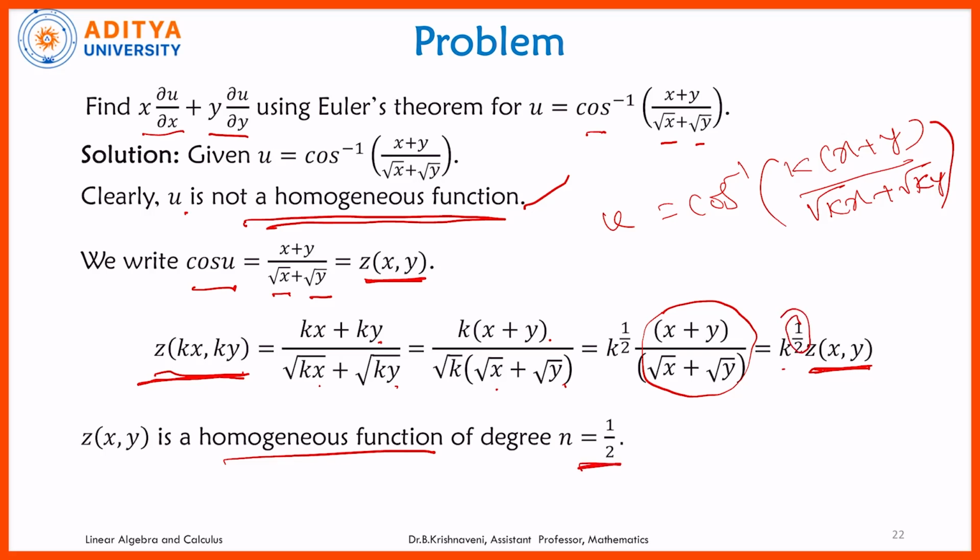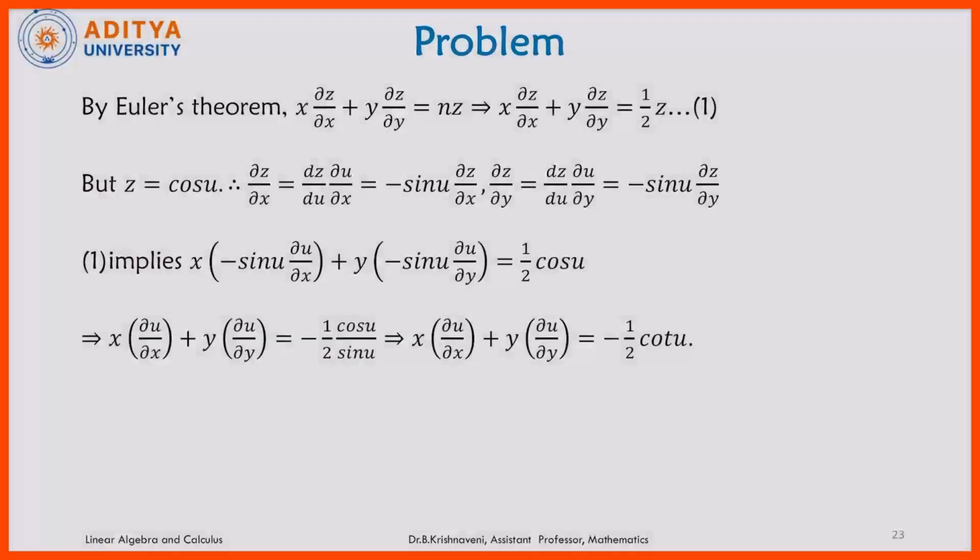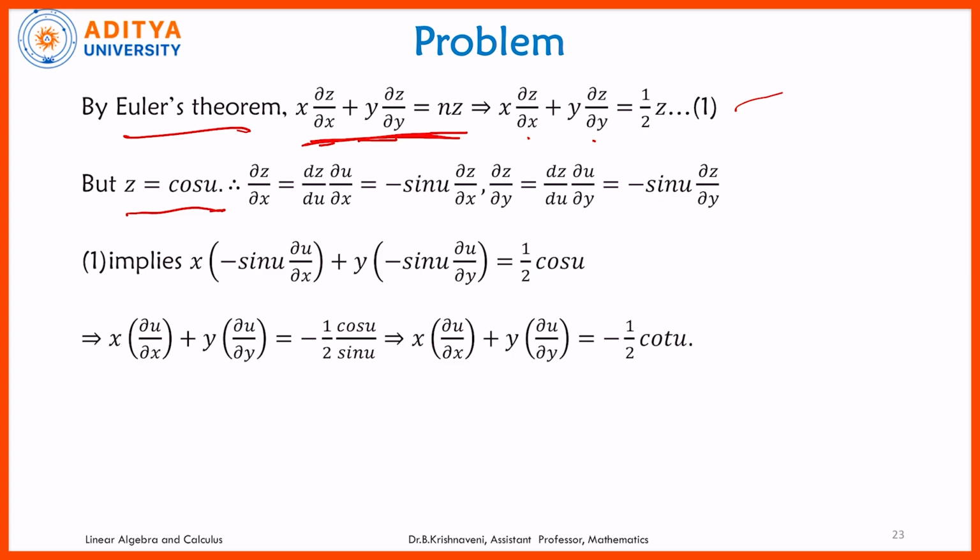So, now let us apply Euler's theorem on z. What will be the equation you will get by Euler's theorem? x ∂z/∂x plus y ∂z/∂y is equal to nz. This is Euler's theorem, which implies x ∂z/∂x plus y ∂z/∂y, with n being 1/2, is 1/2 into z. Let us take this as equation number 1. But what is z equal to? cos u. That means u is a function of, again, what is u?